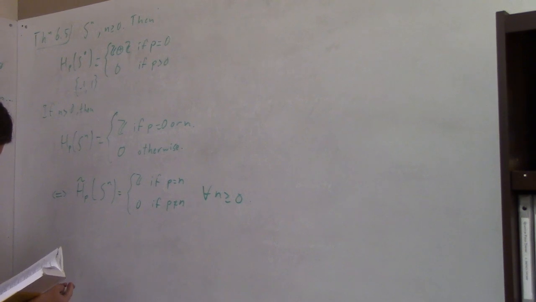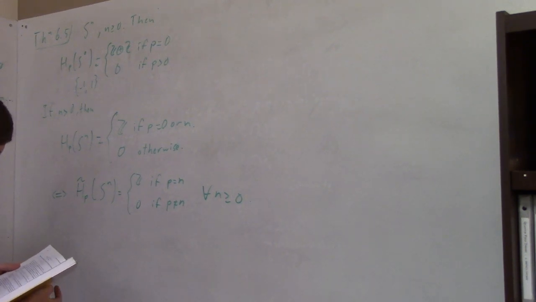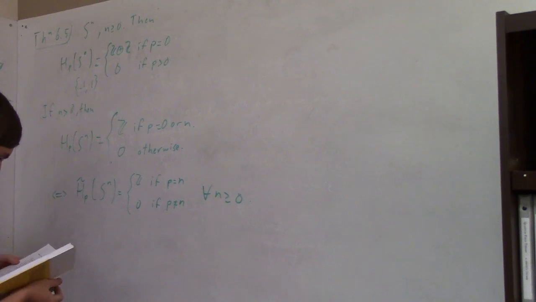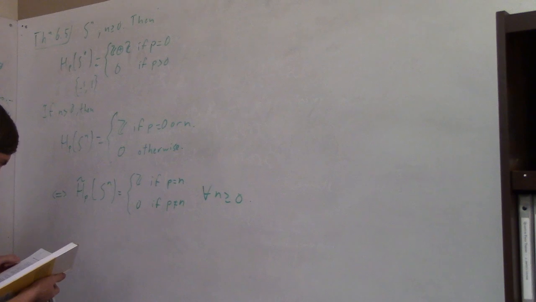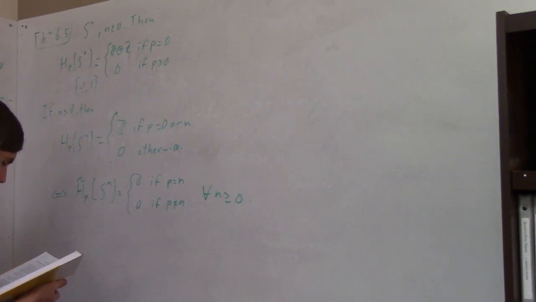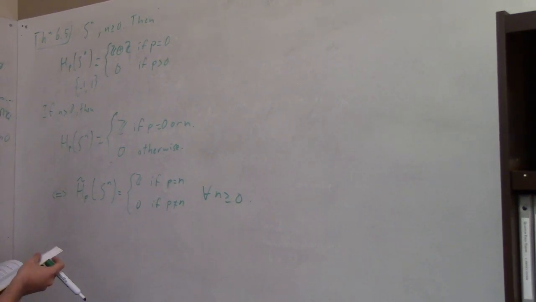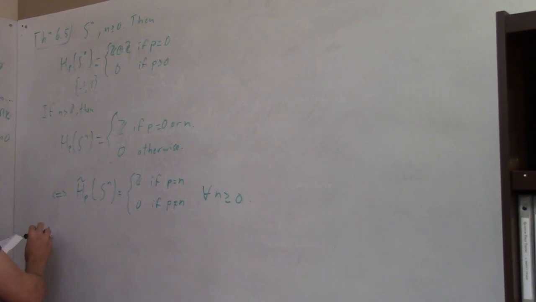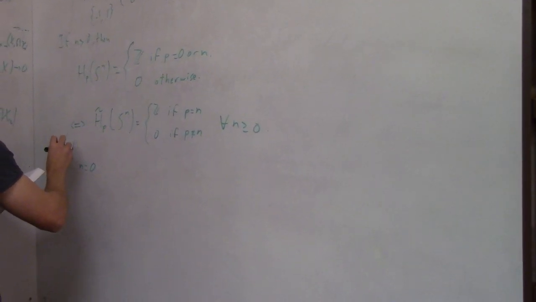Okay, alright, so let's jump into that proof. So he does an induction. Okay, so it says we do an induction on n greater than or equal to 0 that H_p of S^n is as claimed for all p greater than or equal to 0. Okay, so for n equals 0, the base case of the induction.